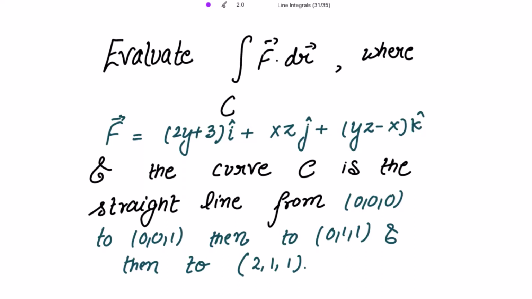This is a very important example on line integrals for the vector point function. We have to evaluate this line integral of the dot product of the vector point function and the dr vector, where this vector point function is given to us and the curve C is a straight line from 0, 0, 0 to 0, 0, 1, then to 0, 1, 1 and then to 2, 1, 1.